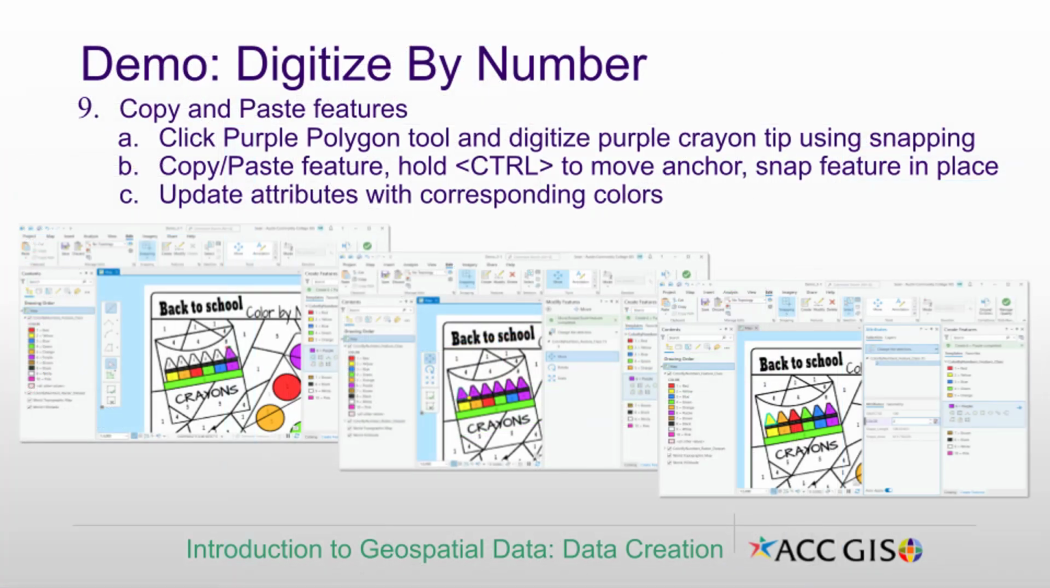In step 9, we're going to digitize the crayon tips using copy and paste features. So first, we'll click the purple polygon tool and digitize the purple crayon tip using snapping. Then we'll copy and paste the purple tip feature and hold the control key to move the anchor so we can snap the next feature in place. We'll digitize all the crayon tips and then update attributes with the corresponding colors.